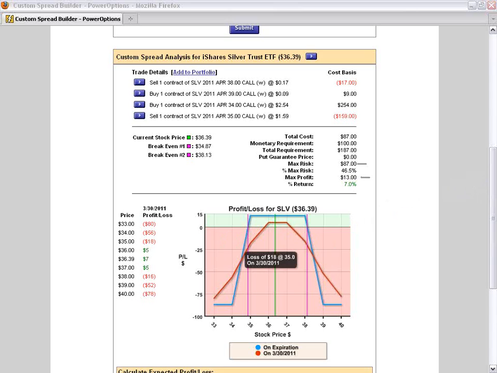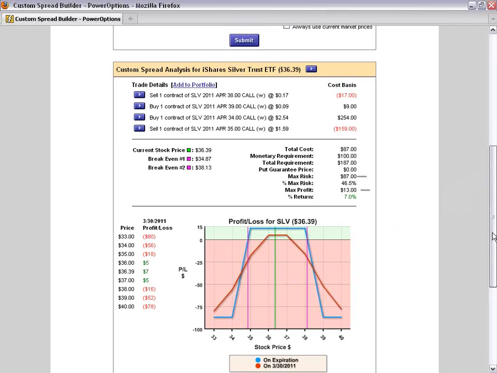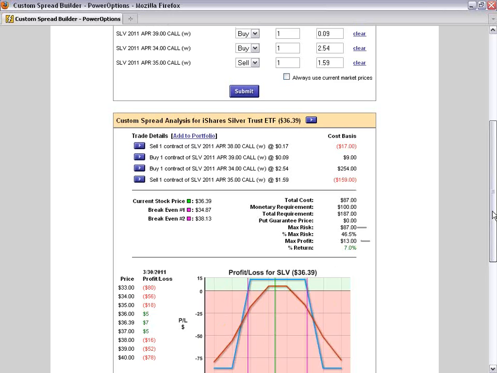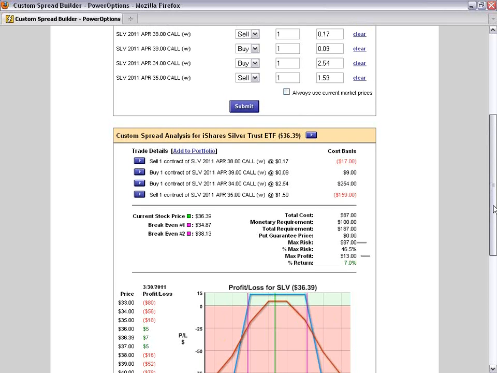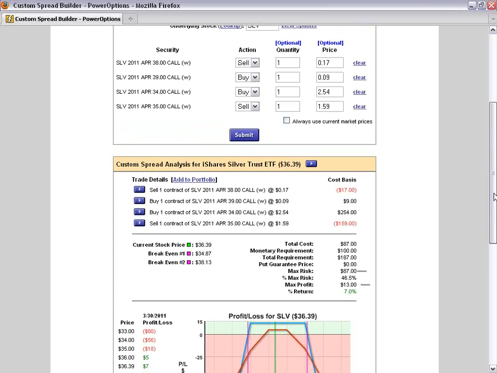Okay? Now for fun, let's talk about parity trades for a minute. Every options trade has a parity trade. Parity trade to a covered call is a naked put. Parity trade to a bull put credit spread is a bull call debit spread. And a parity trade to a bear call credit spread is a bear put debit spread.